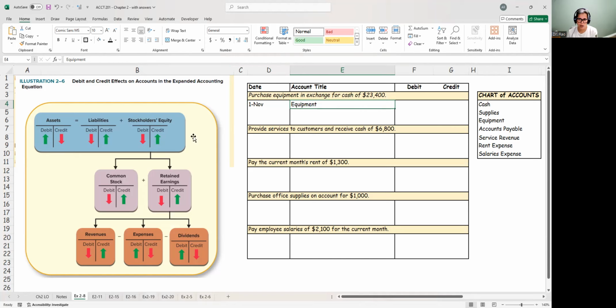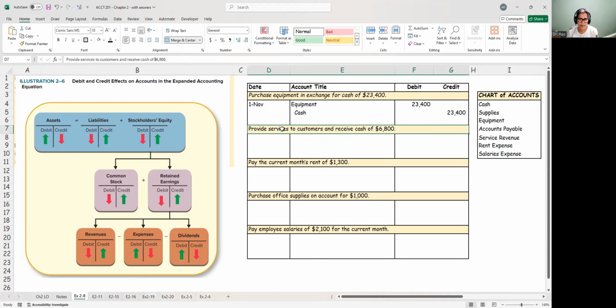Cash decreased, so I need to credit cash. So cash credit, and the amount is $23,400. Again, if you are not quite sure which account name I should be using, in this case it was obvious, look through the chart of accounts. That's helpful, and that will tell you which account to use. So first transaction, I purchased equipment, which means the company now got the equipment and they gave up cash.